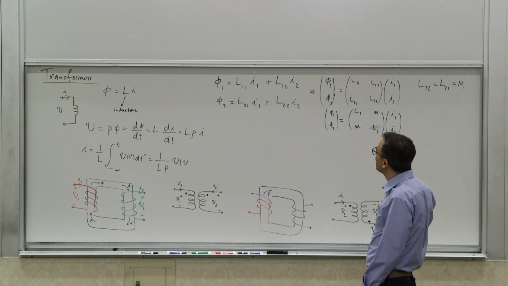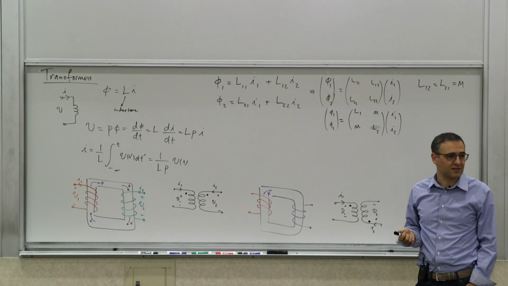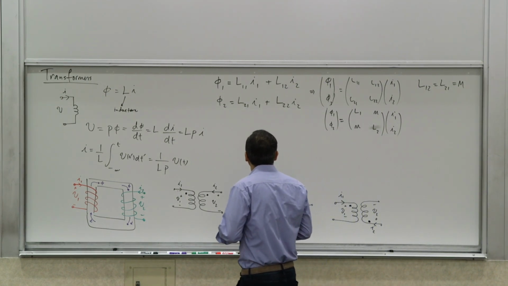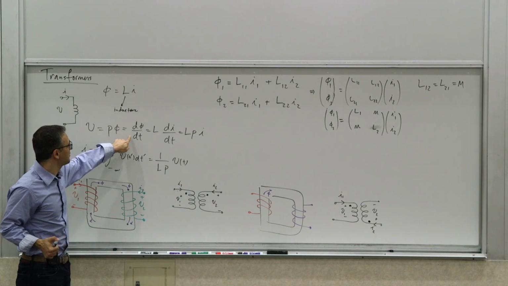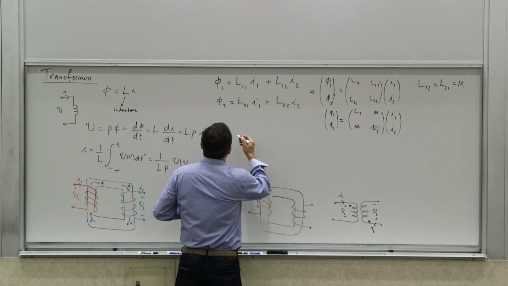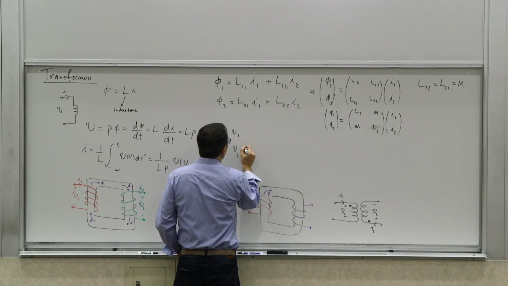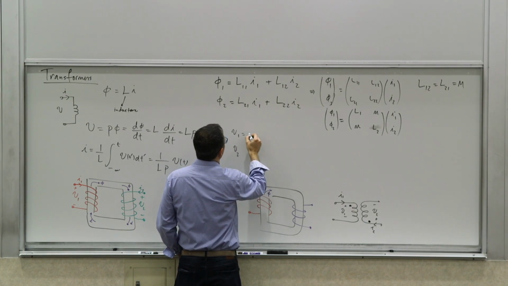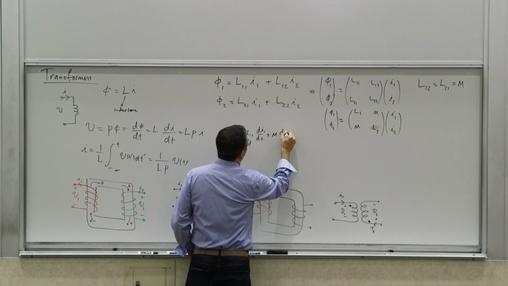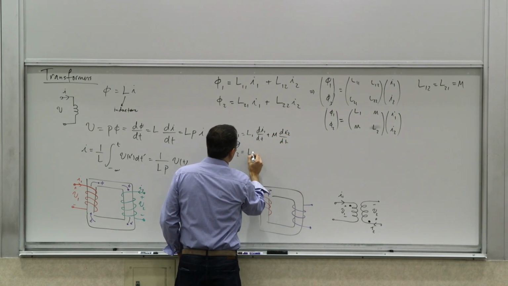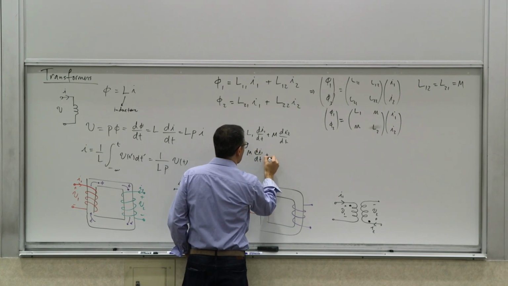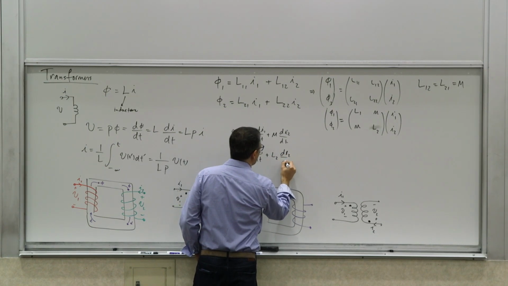But these are flux linkages. We don't usually deal a lot with flux linkages in circuits, right? We usually work with voltages. So how do we go from flux linkages to voltages? Well, we know this relationship: the voltage for each one of the terminals is related to the derivative of the flux linkage. So V1 and V2 are going to be the derivatives of these things. It can be L1 di1/dt plus M di2/dt, and this one is M di1/dt plus L2 di2/dt.